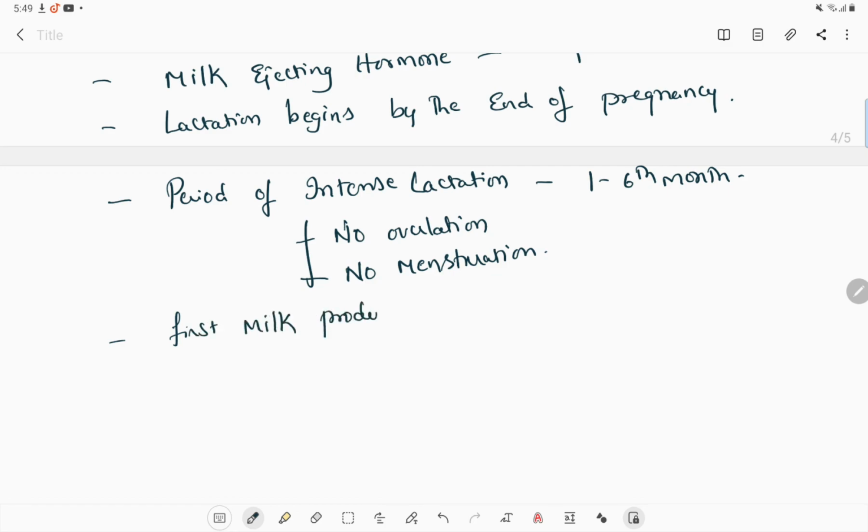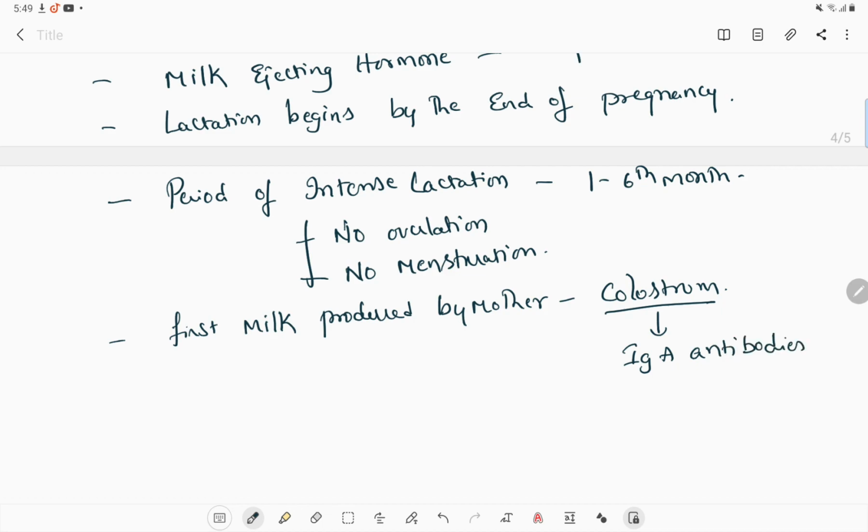Then the first milk produced by the mother is called colostrum. Immediately after delivery, the first milk given to the baby is called colostrum. Colostrum is rich in IgA antibodies. So it is very essential to feed the baby with the mother's milk. Okay, so this completes the topic human reproduction.